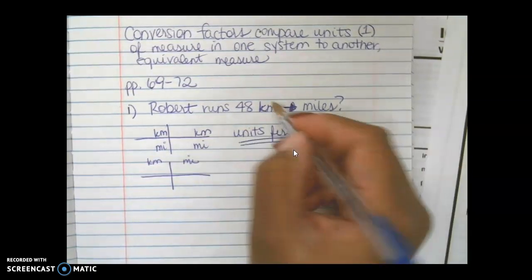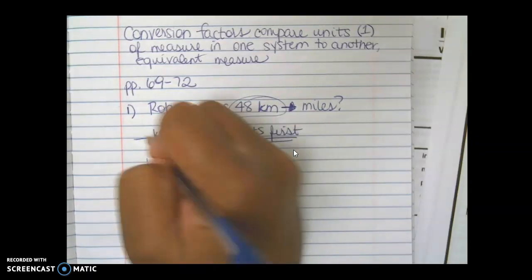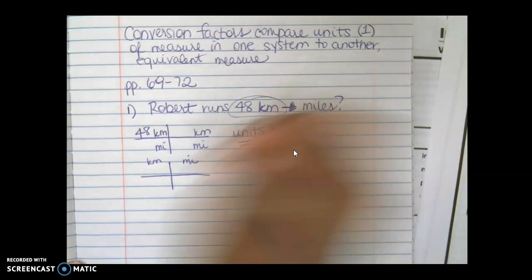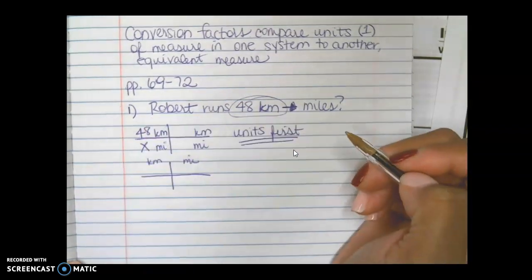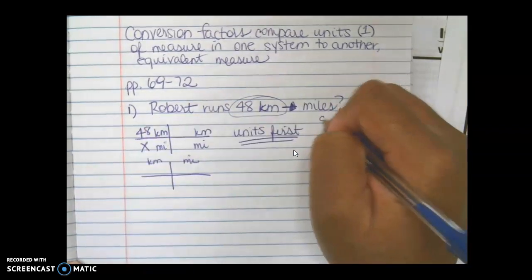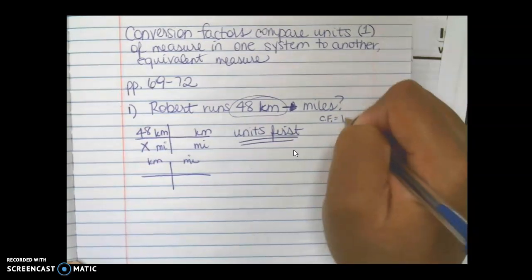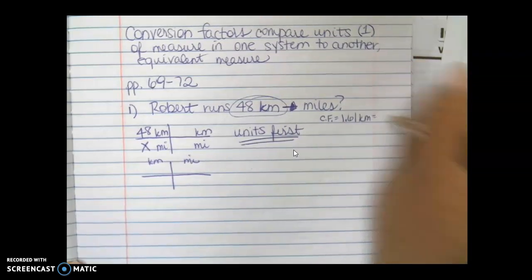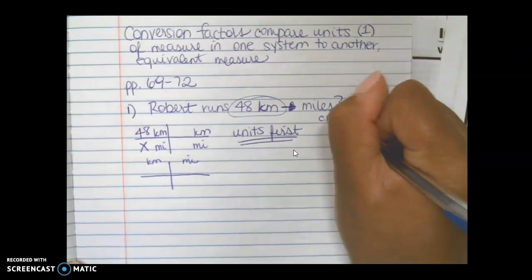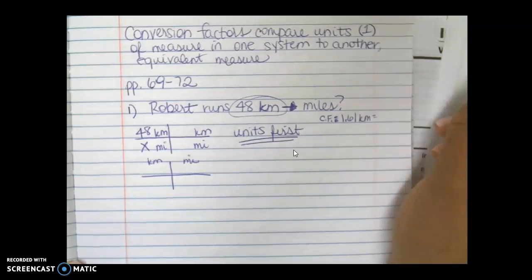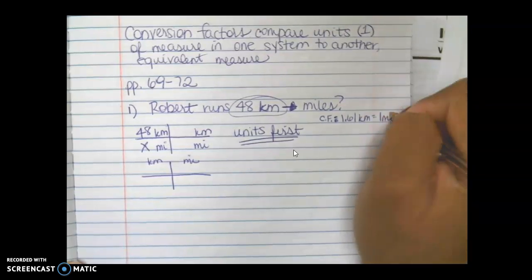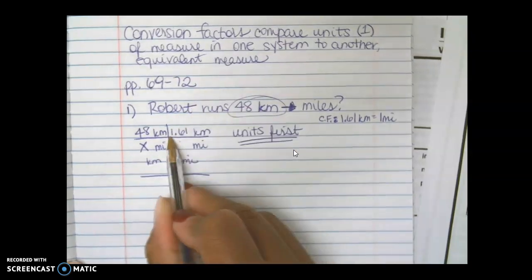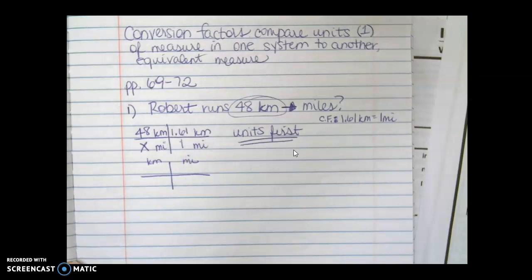So, how many kilometers did they give me? 48. And what do they want to know? How many miles that is. I don't know. What conversion factor did they give me? 1.61 kilometers is equal to what? A mile. So I need to put that in my proportion as well: 1.61, because this goes with kilometers, and 1 mile.